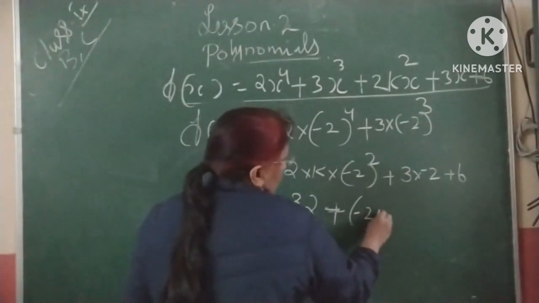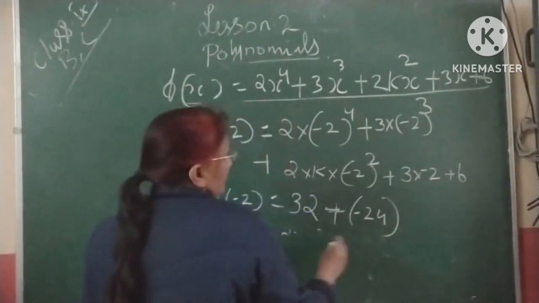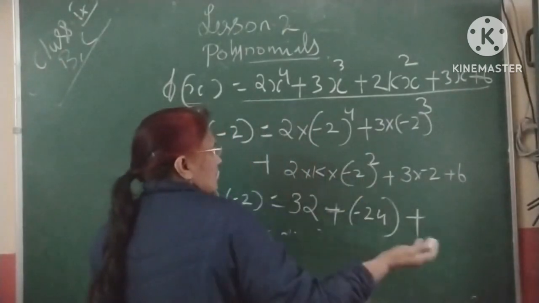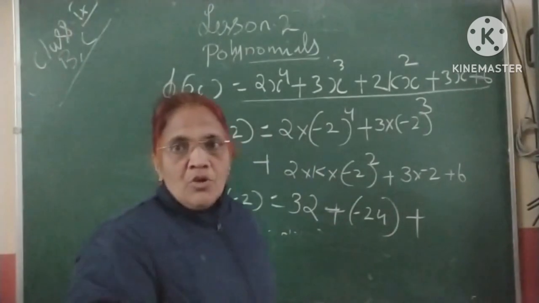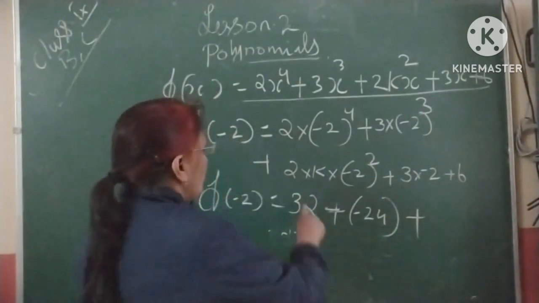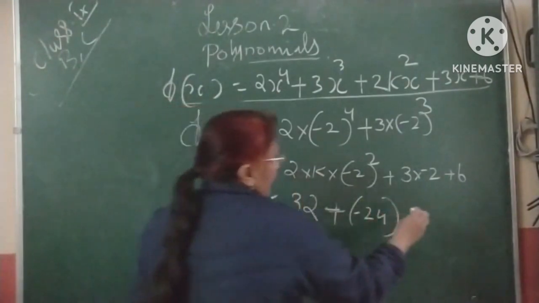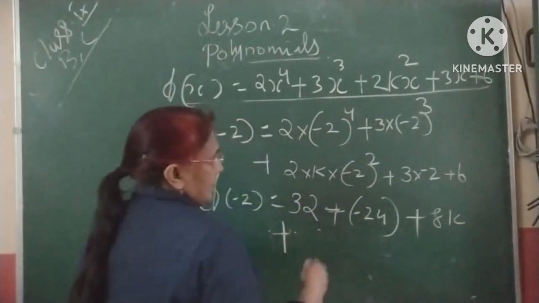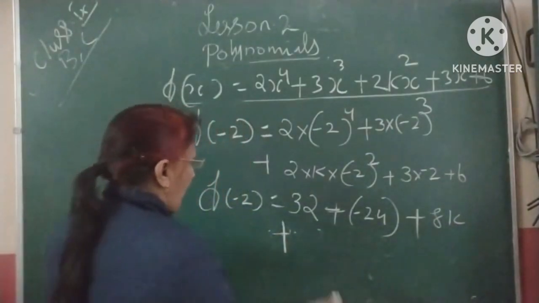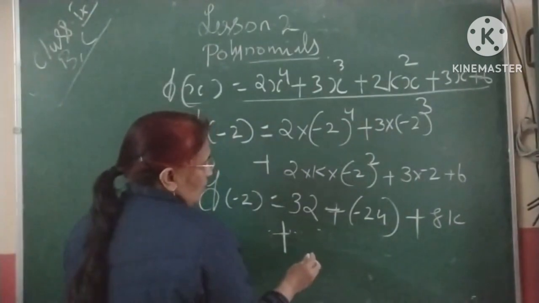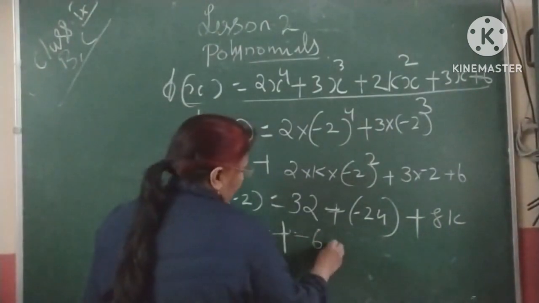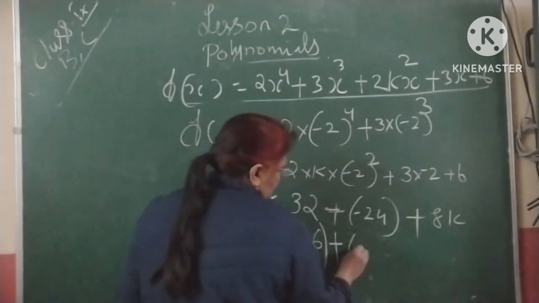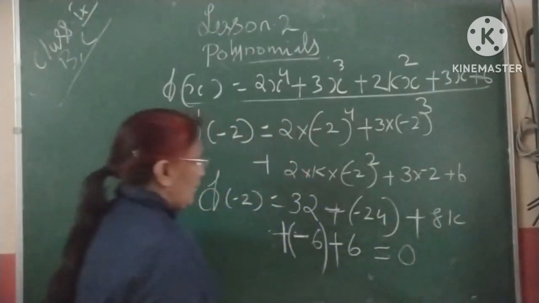Minus 24. Then minus 2 into minus 2 is plus 4, then plus 4 into 2 is 8, and 8 into k means 8k. Then plus 3 into minus 2 is minus 6, plus 6, equal to 0.